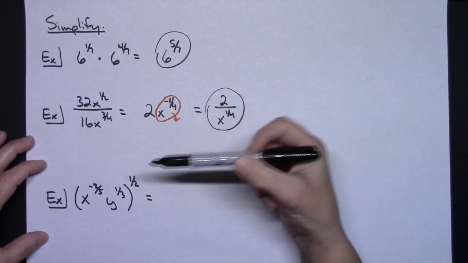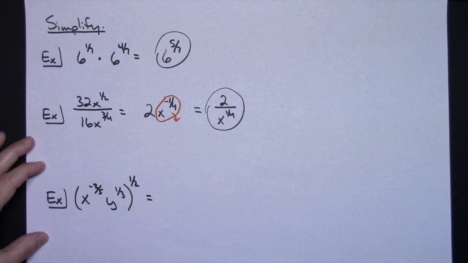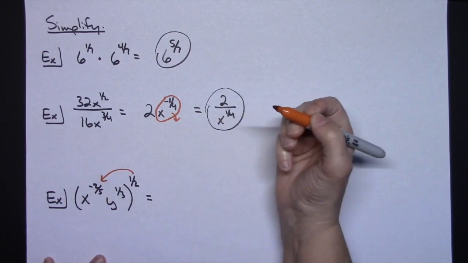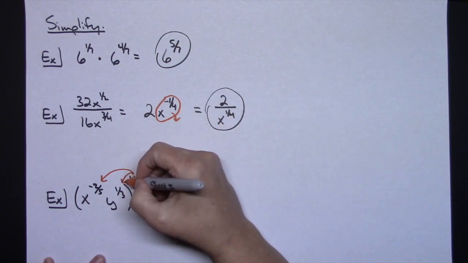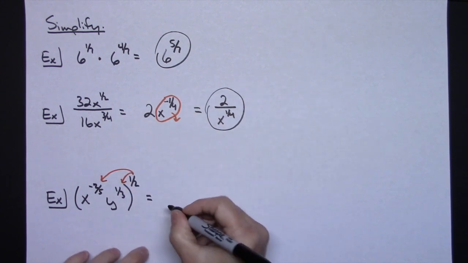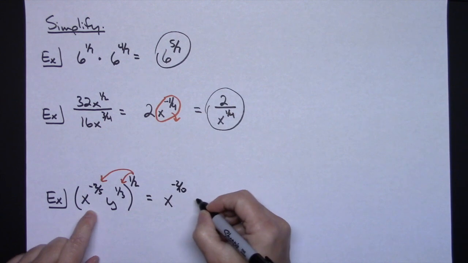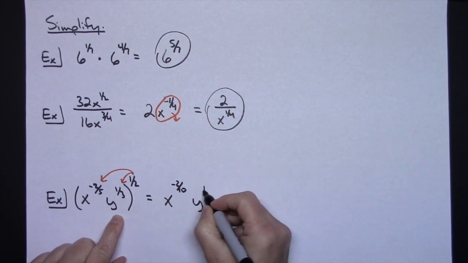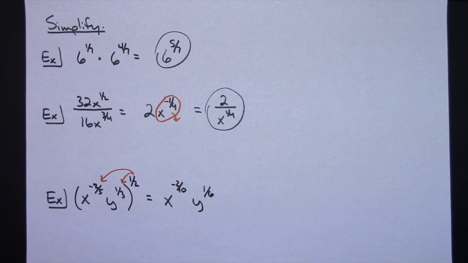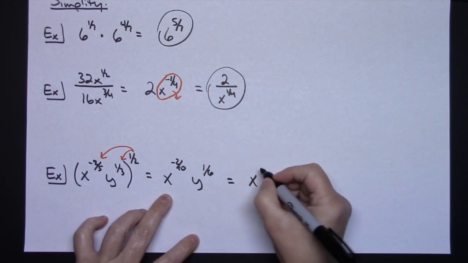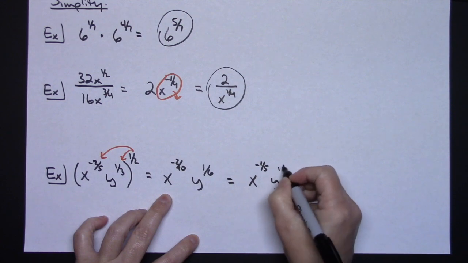And then here in this last example, this is a power raised to a power, but with two bases inside and two sets of exponents. So on this one, you've just got to remember that that 1/2 has to be multiplied by the negative 2/5. It also has to be multiplied by that 1/3. So then that's going to give me x to the negative 2/10 and y to the 1/6. Anytime you end up with a fraction that can be reduced, you need to go ahead and reduce that. So then I'm going to have x to the negative 1/5 and y to the 1/6.